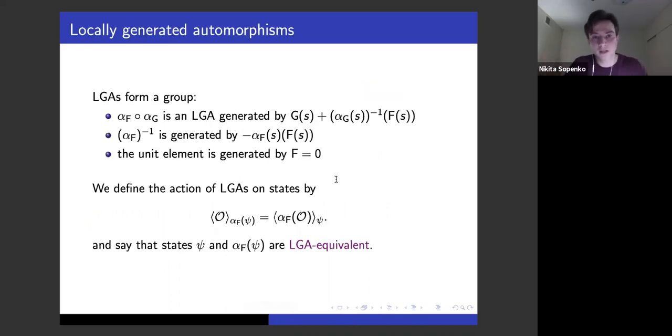And these LGAs form a group, so we can define zero chains which correspond to the composition of such LGAs, and they act on states. And this will be a formalization of this equivalence of states under evolution by some Hamiltonian.